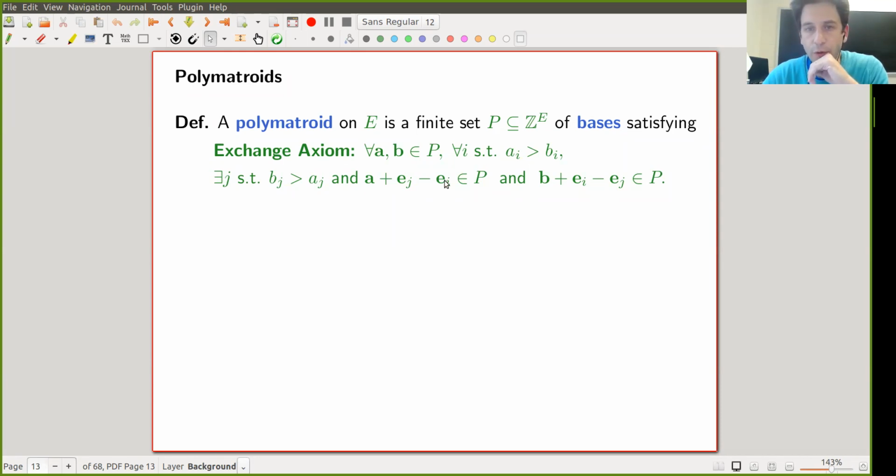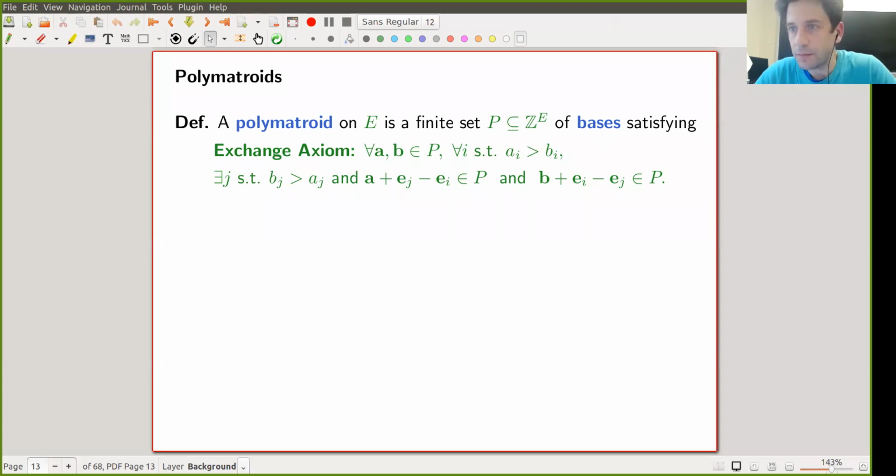One consequence of the exchange axiom is that the sum of coordinates is constant. It's going to be the constant of your polymatroid, in the same way as the number of elements in a basis of a matroid is constant.